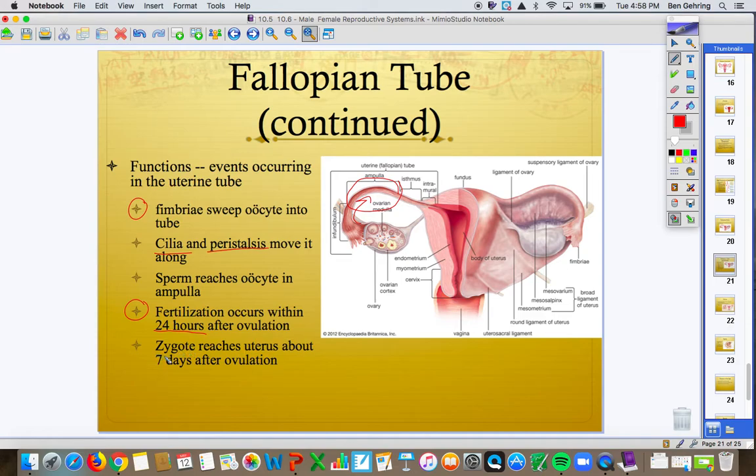Your zygote will reach your uterus about 7 days later. So the first 1 day after you ovulate is when you're most fertile, most likely to get fertilized. Your egg is somewhere in this realm of things. It'll take 6 more days to reach the uterus, which is here. Okay, so if you get fertilized here, that zygote will pass into your uterus there.